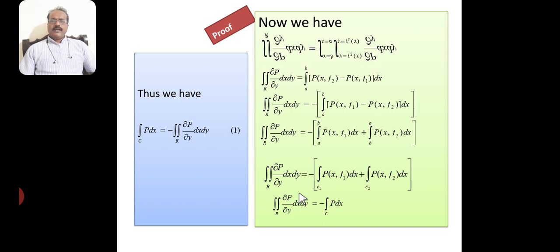Now we will take the region with its two parts C1 and C2. It can be written in terms of the surface integral, that is, the double integral of ∂P/∂y dx dy. Now we solve by substituting the limits for the given equation and simplify, and finally we get the equation in the form of the line integral of P dx equal to minus the double integral of ∂P/∂y dx dy. Let's consider this as equation number 1.